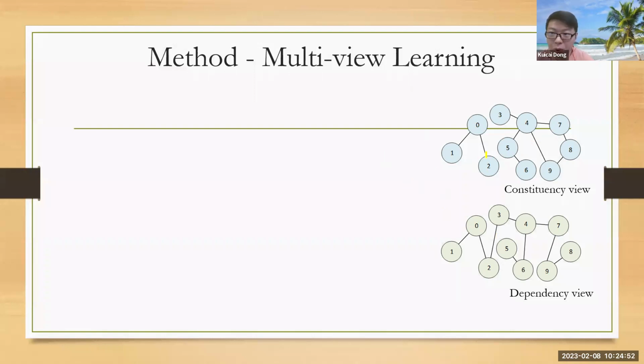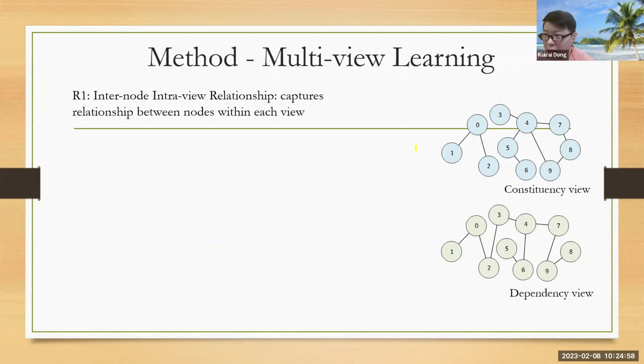In our paper, we explore 3 types of relations between different views. The first relation is the internode intra-view relationship. This captures the relationship between nodes within each view. For example, node 0 and node 1 are connected in this view, so by right, they should be similar to each other in this view. Node 1 and 2 belong to the same view but are different nodes. As they are connected, they should be similar to each other. So this is the first relation.